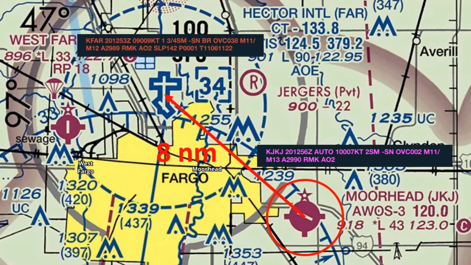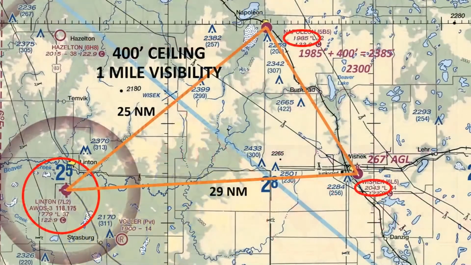8 miles can make a lot of difference. So keep this in mind as you try and do this cross country. You never know what you're really going to run into. I don't know about you, but especially in 1 mile visibility, I can't look up into the sky and know exactly where those clouds are.